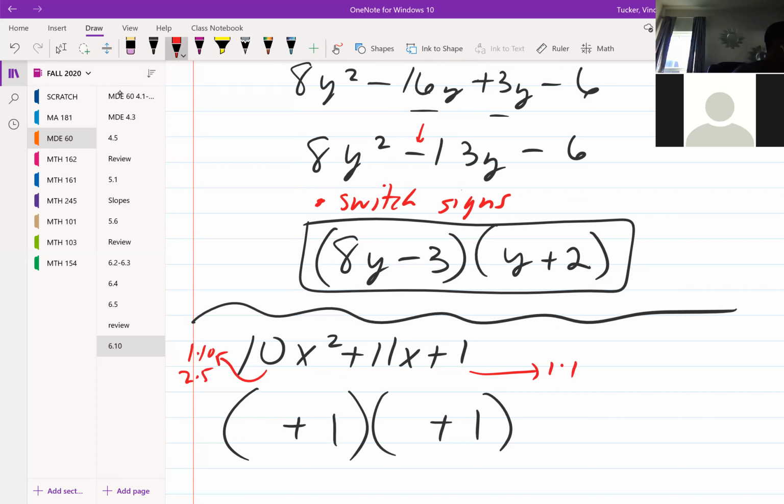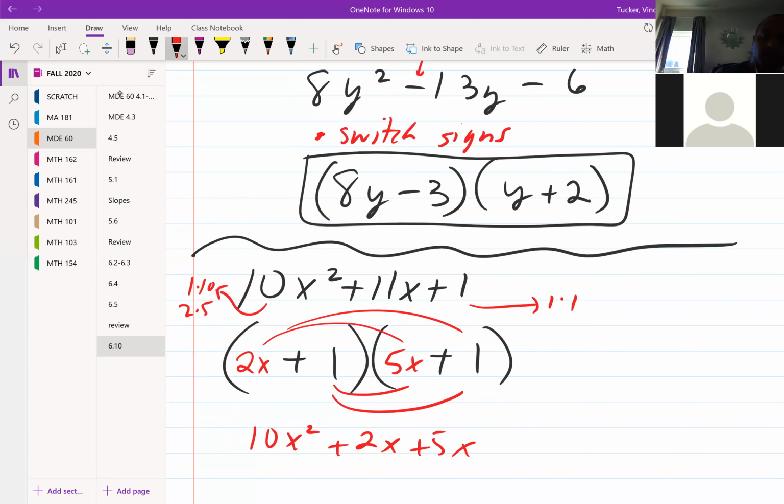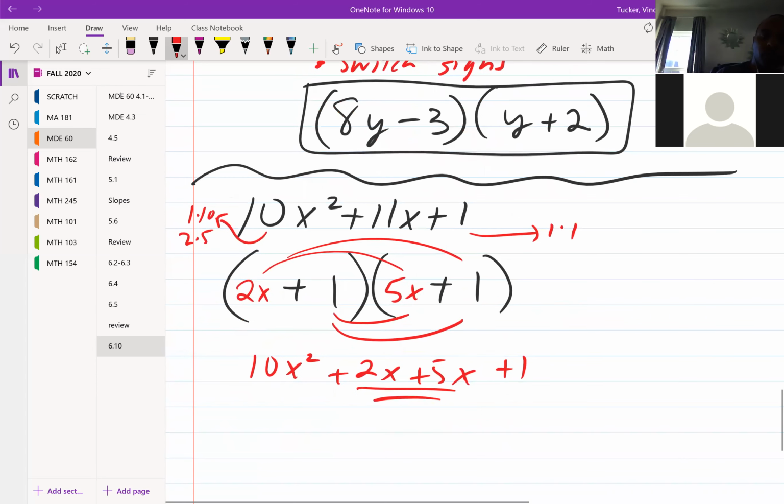All right, so remember what we're trying to do is to get 11 in the middle. If I were to use 2x and 5x, that would not work for us, because you know when you go to do your multiplication, yes, we'll get 10x squared first, then that'll be 2x, and we get 5x, and then 1 in the back. Once again, notice we get our outside terms, but the middle is not going to work for us. So our best shot would be to do 10x plus 1, and then 1x plus 1.